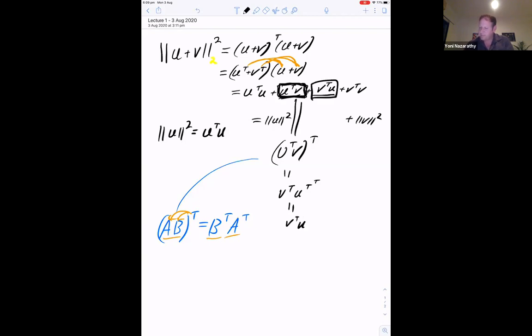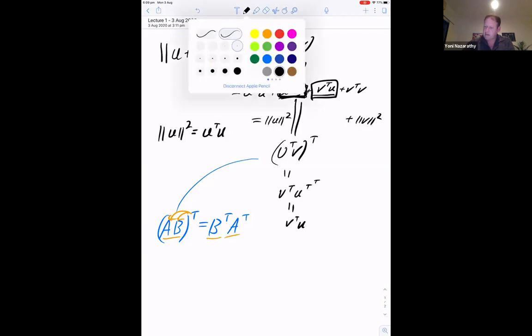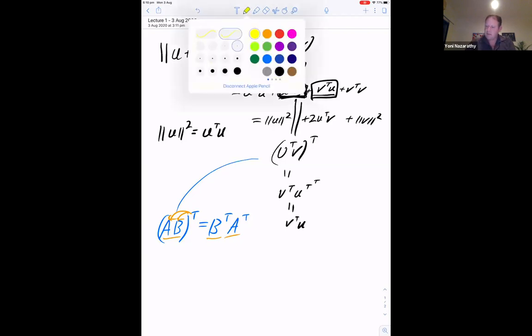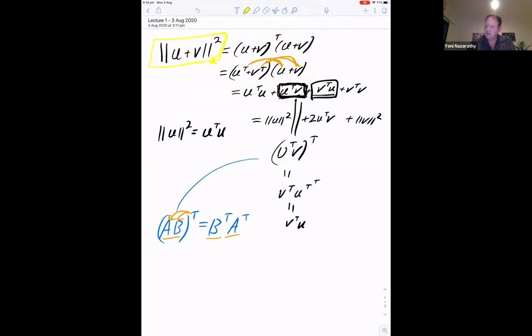So these two are actually the same. And hence, for these two terms, I can get a plus 2 U transpose V, or V transpose U, it doesn't matter. So when you're looking at the norm squared of the sum of two vectors, what you get is the norm squared of the first vector plus the norm squared of the second vector, but also this cross term. Now, if U and V were pointing 90 degrees to each other, and we'll speak about a whole lot of that in the course, if they're orthogonal, then this term is zero. But otherwise, it's not.